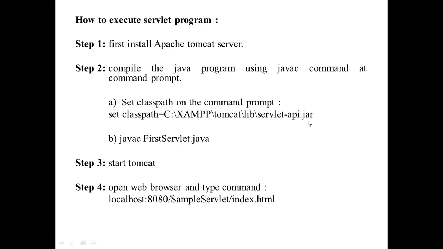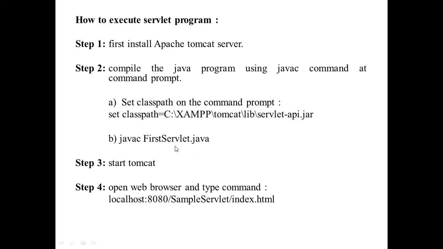So when you compile your servlet program, first we need to set the classpath of the Tomcat server. In that Tomcat folder, there is a lib folder, and in that lib folder the servlet-api.jar file is there, and that servlet-api.jar file is set in the command prompt. So the first step is to set the classpath on the command prompt, and after that compile your Java code, that is javac FirstServlet.java.